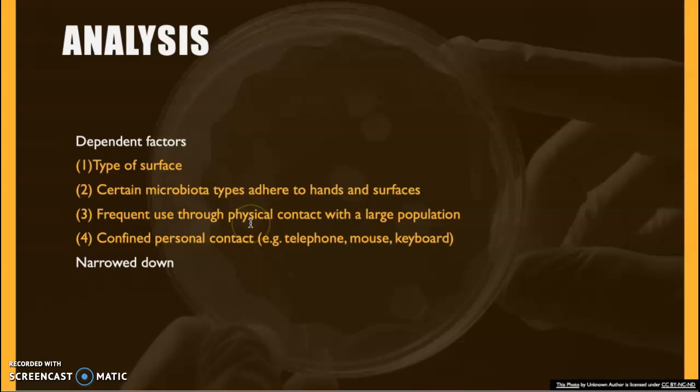Frequent use through physical contact with a large population. So if there's one specific thing that's put in contact with a lot of people, there's definitely going to be a lot more bacteria on it. And then confined personal contact. Like the cubicles, for example, people use their mouse and their keyboard and their telephone all the time, but it's personal contact and it's very confined. So overall, I narrowed down my study to these 4 things.